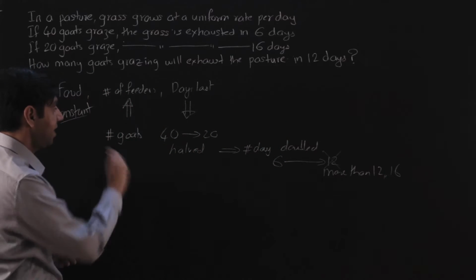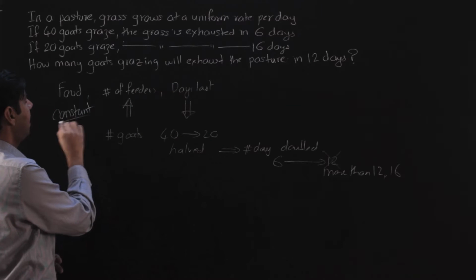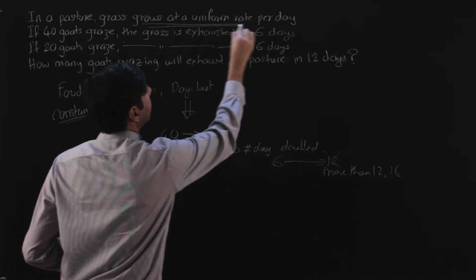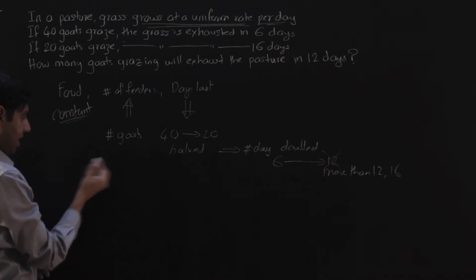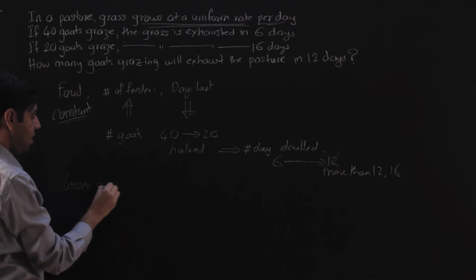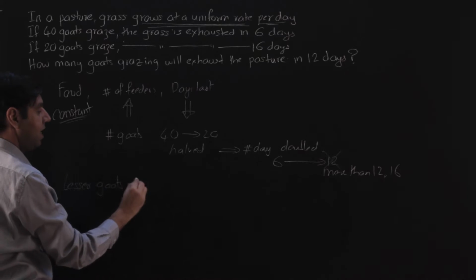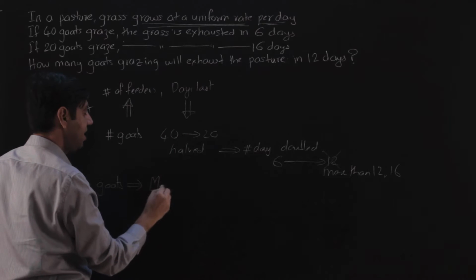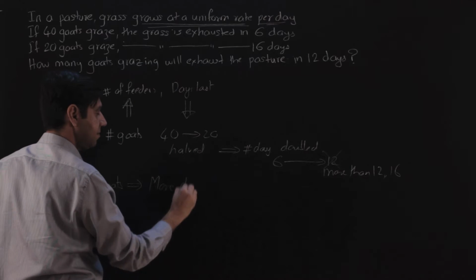And why is this happening? Because here the food amount is not constant. The grass is growing at a uniform rate per day. So let's see the chain of things. Lesser goats, right, will lead to, obviously this relation will be the backbone of it, more days.